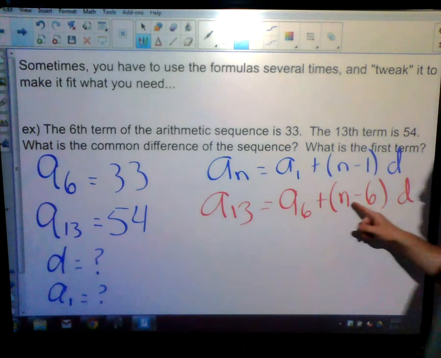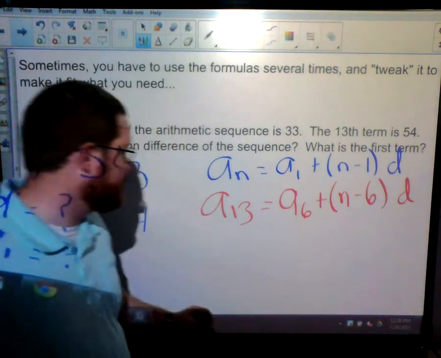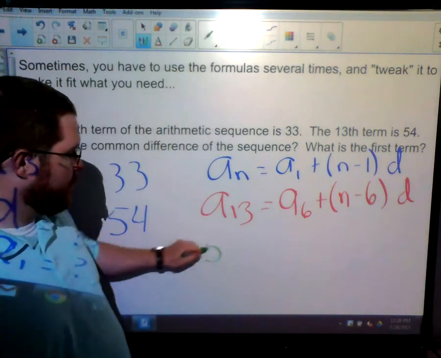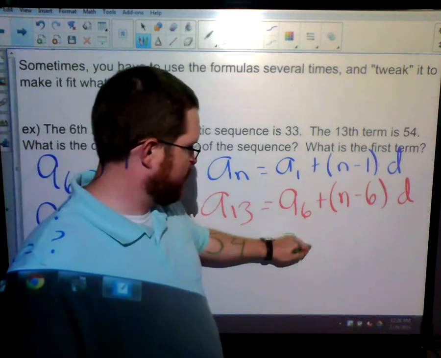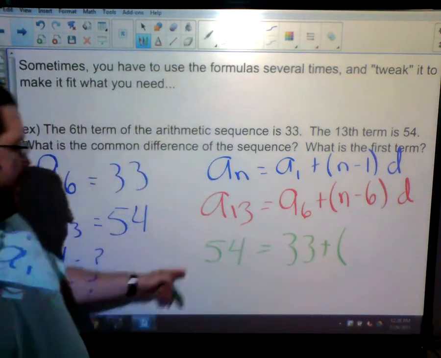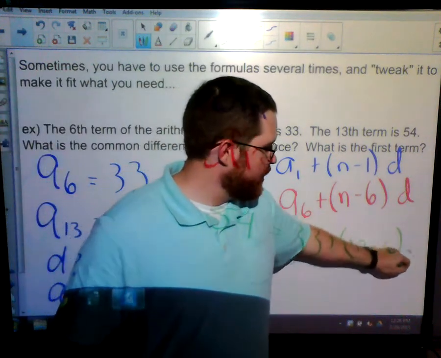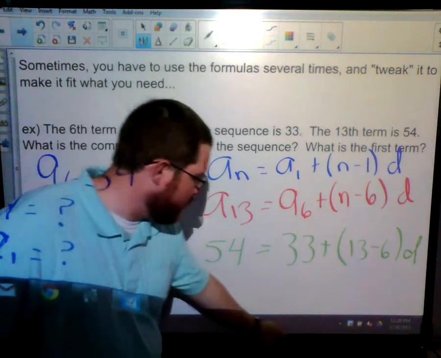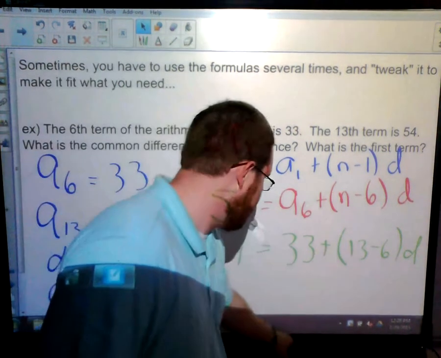Okay? But what is n? Remember, this n and that n have to match up. So I can say a sub 13 is 54 equals a sub 6 is 33 plus n in my problem is 13 minus 6 times d. The only thing I don't know is d. If you solve for d, so I'm going to do 54 minus 33 divided by 7, I get d equals 3.